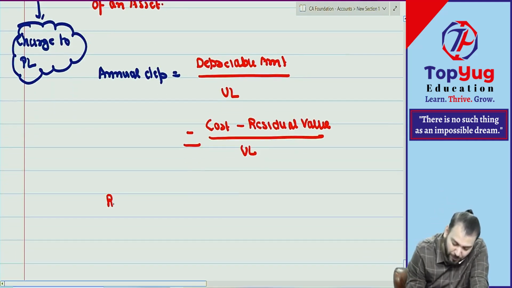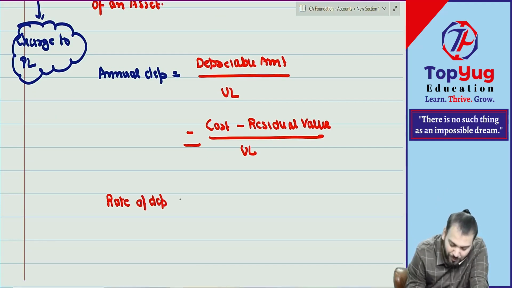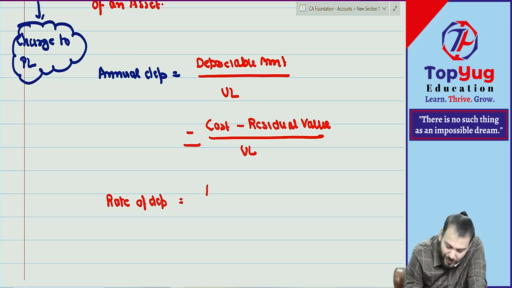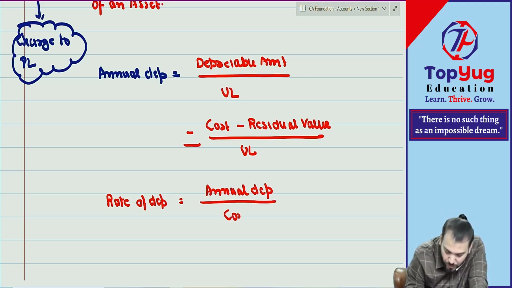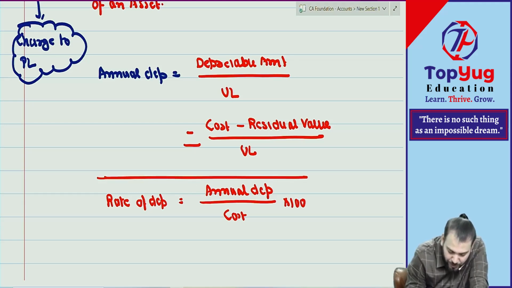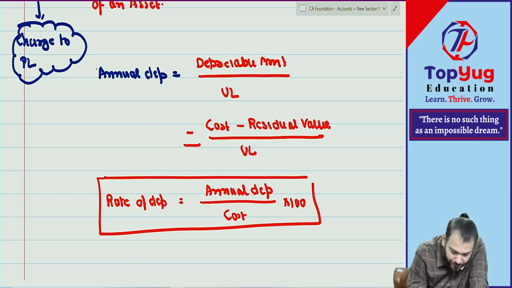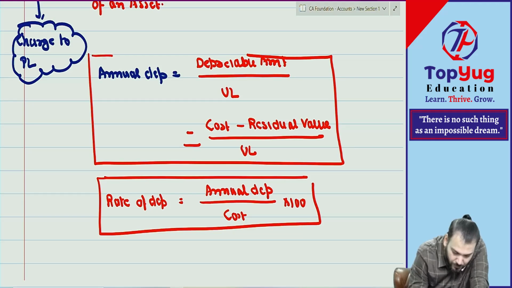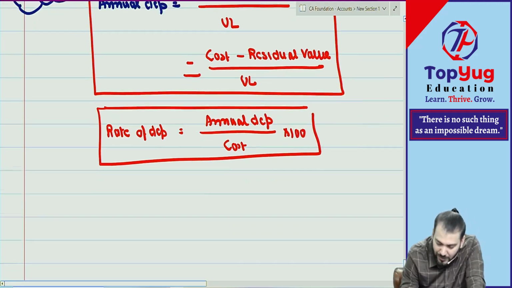Now what will be the rate of depreciation? How to calculate the rate of depreciation, because in the exam they will give a percentage. Write down: it will be annual depreciation divided by cost into 100. In this we calculate the rate of depreciation. Have you understood this point? Yes, sir.